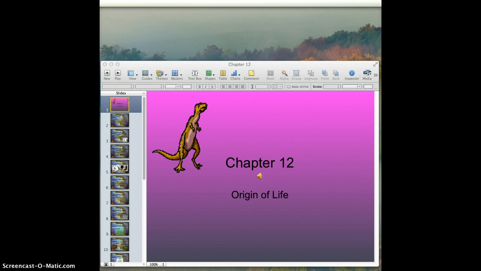And after that, we'll be talking about Darwin and the Galapagos Islands and the theory of natural selection and how organisms have evolved over time from what we know and understand today as scientists. So to start off, we're going to start off with chapter 12, which is basically how life began and how Earth began and things like that.